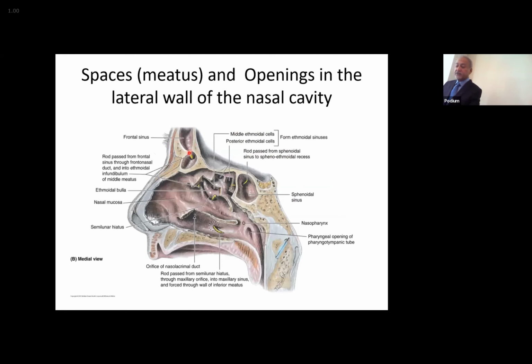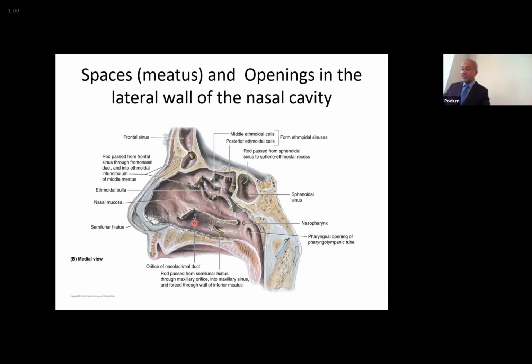Now you see different probes. These yellow probes that you see, they are being pushed through. For instance, from this frontal sinus, if you pass a probe, it is opening in the middle meatus. If you pass a probe from the maxillary sinus, it is opening in the middle meatus. Okay. Now, if you look at the middle ethmoidal cells and also the anterior ethmoidal cells, they will open in the middle meatus, while the posterior ethmoidal air cells are opening in the superior meatus. Okay, they are opening in the superior meatus. Does that make sense? So different air sinuses are opening in different meatuses.